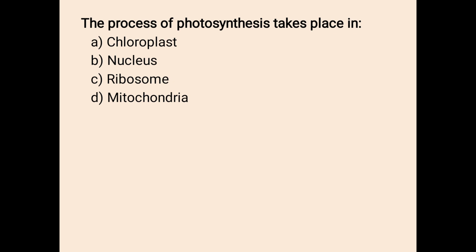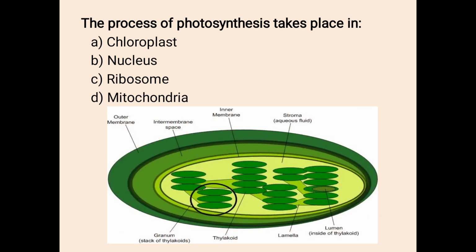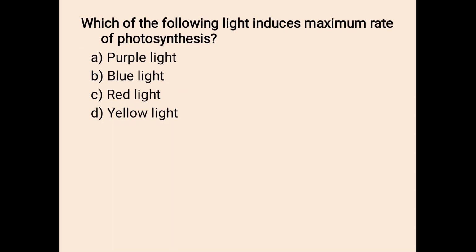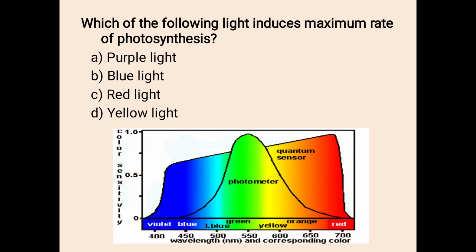The first question is, the process of photosynthesis takes place in. We all know that the process of photosynthesis takes place in the chloroplast. Inside the plant cell, there is a specialized organelle which is called chloroplast, and in chloroplast, the process of photosynthesis takes place.